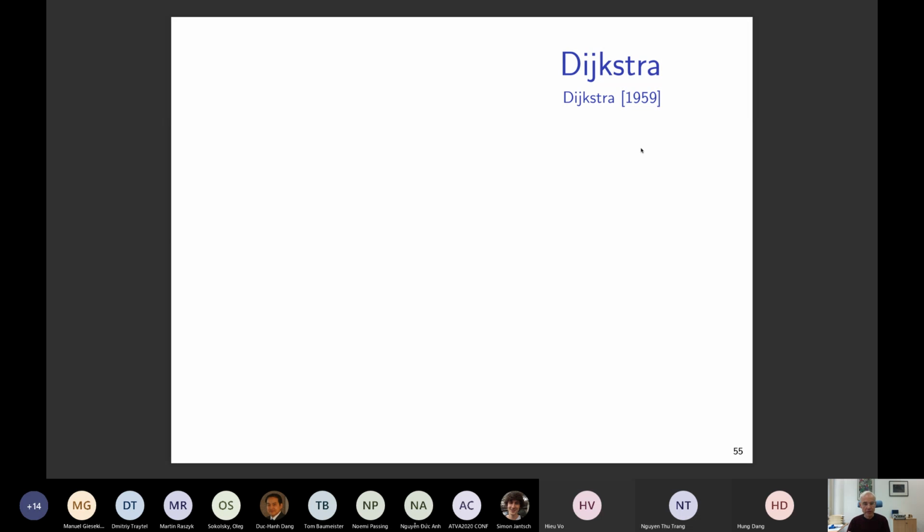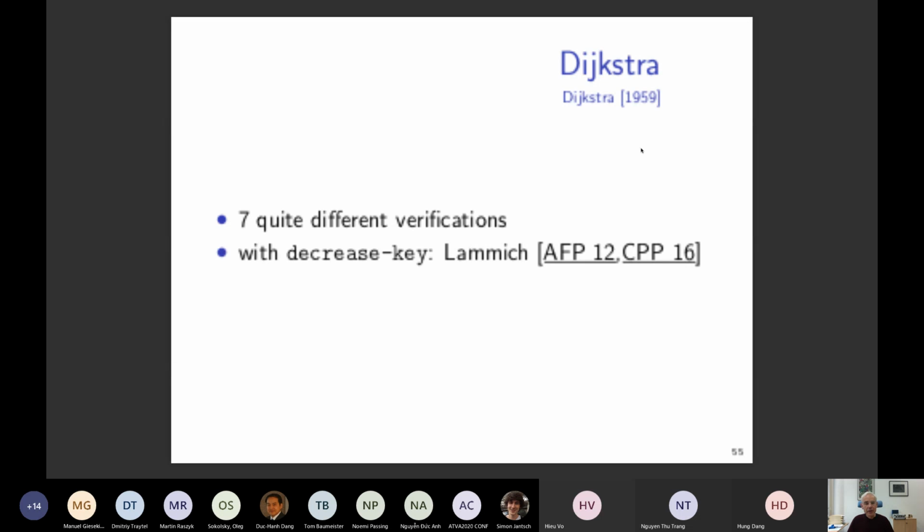Dijkstra invariably is a popular verification topic. We have 7 quite different verifications of that one in the literature, and I want to just point out one interesting difference here, namely the standard algorithm that is taught in class uses the decrease key on priority queues.